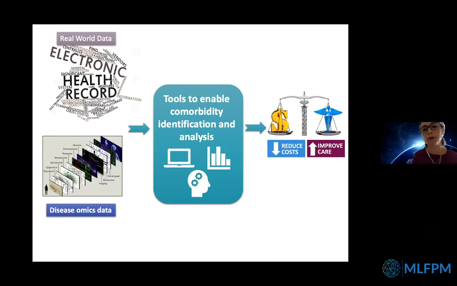So in our group, from some years ago, we are working towards helping address this problem by developing different approaches and also bioinformatic tools that can be used, from one side, to identify and assess the degree of comorbidity that is available in patient level data. And for that, we exploit real world data and also different types of omics data sets.